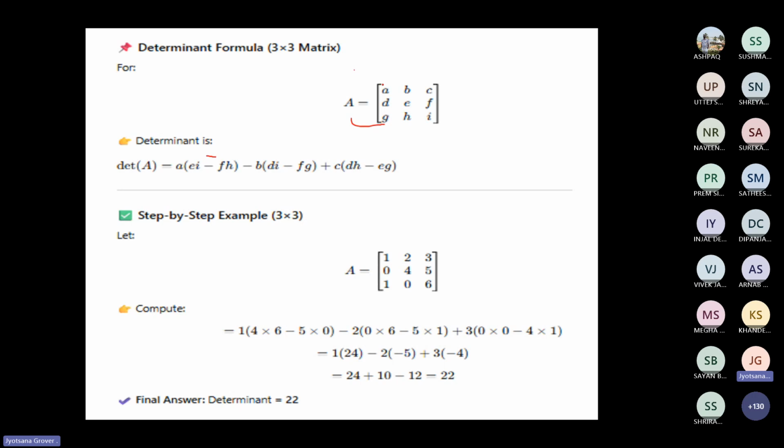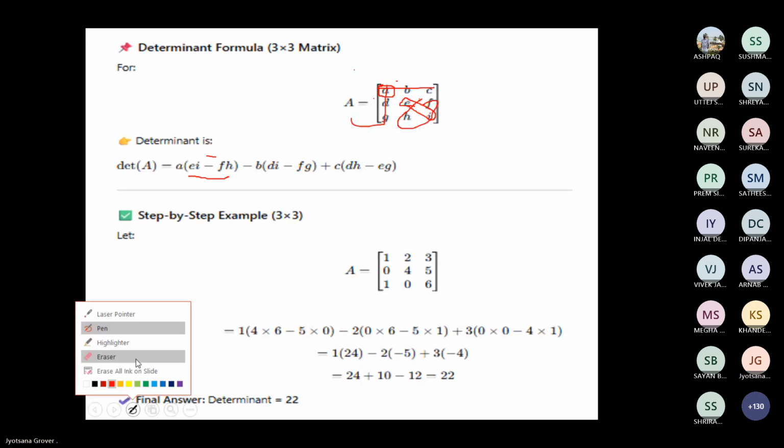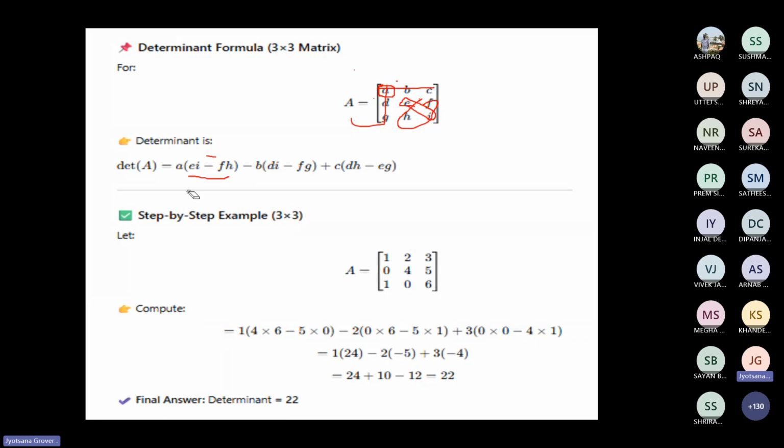You take A, expand along, suppose, row 1. In row 1 you have A, B, C. So for A, you leave out this column and this row. What are you left with? A 2 cross 2. So what is the determinant here? E into I minus F into H, right? So that's the first term.